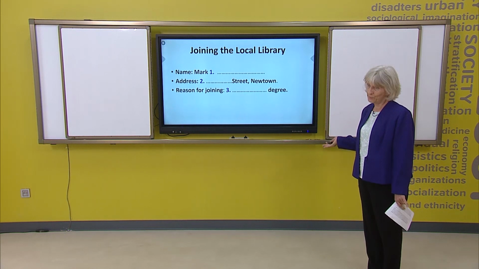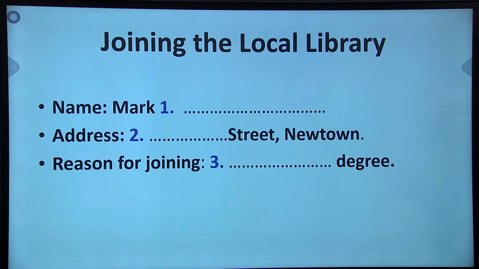Joining the local library. So you can see that this is an application form for joining, but there is some missing information. The first name is Mark, but the second name is missing, number 1. Number 2, the address, the number of your house, and the name of the street are both missing. So 2 things there to fill in. And then your reason for joining, which is just 1 word. So let's see if you at home can do it.